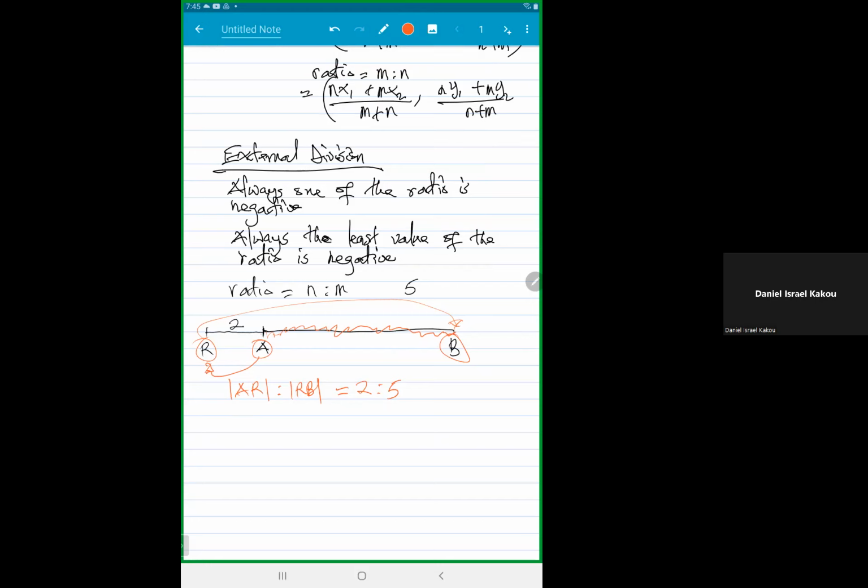Why am I explaining this external division? All I'm saying is external division is you using the internal division formula and negating the ratio that has the smallest value. That is it. So you are using the internal ratio and negating the value of the ratio that has the smallest value in the formula. So what is the formula for the internal division? The formula for the internal division, though we are doing external division, remember. So the external division formula is what we are discussing.